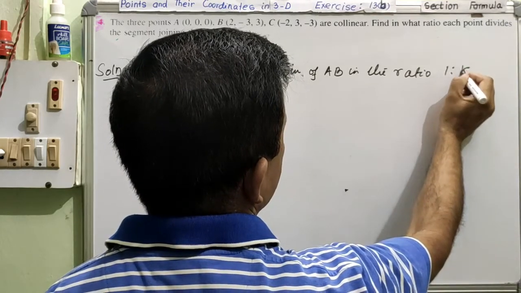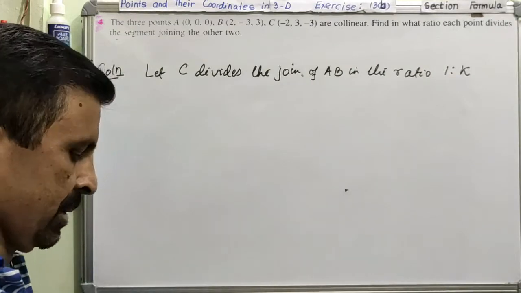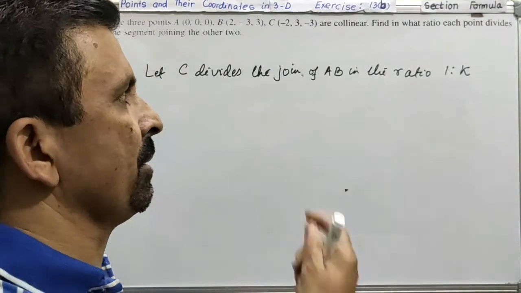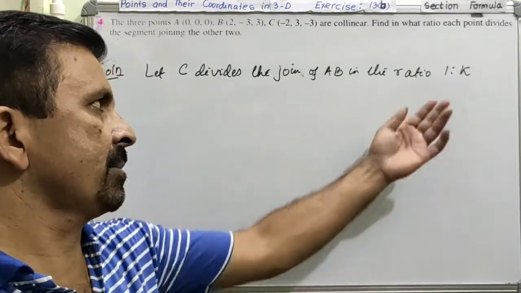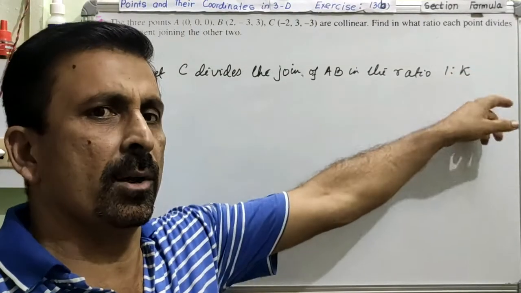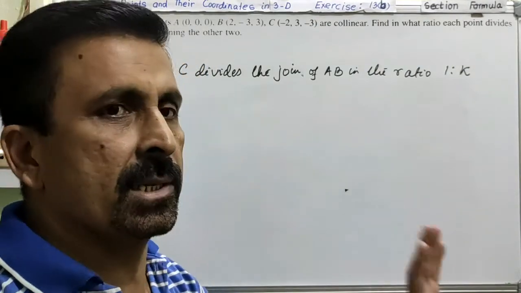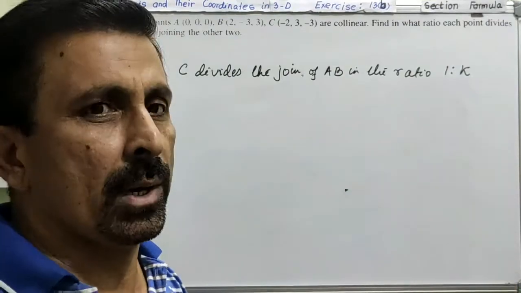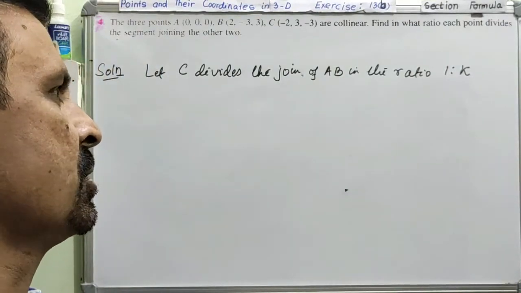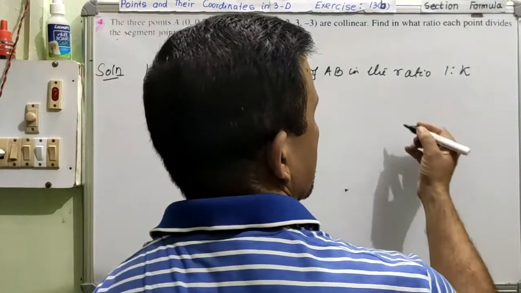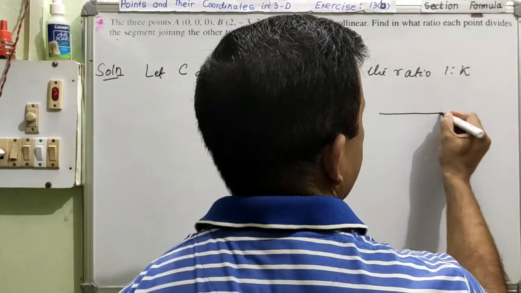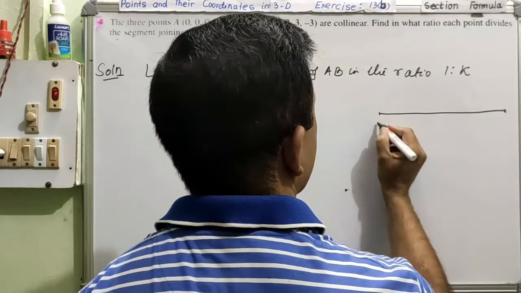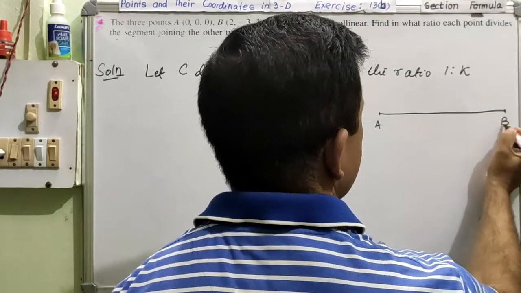So this is what we have assumed. I already told you that whenever we have to calculate the ratio, our assumption will always be 1:k, or sometimes you can assume this as k:1 also. The order does not matter, your answer will still come the same. So let's say C divides the join of AB in the ratio 1:k. Now let us draw the line. This is AB. This is A and this is B.